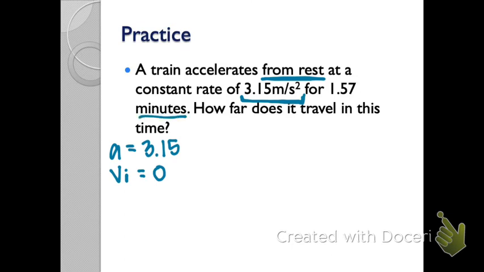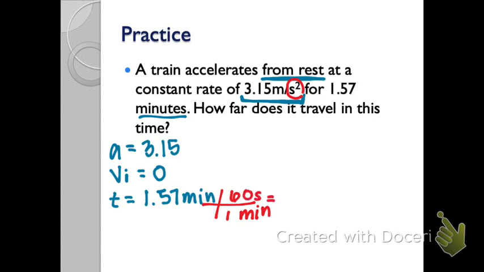1.57 minutes. Does that time seem like it's in the appropriate unit? Nope, because my acceleration was seconds squared. So I need to convert minutes to seconds. If I'm going to convert minutes to seconds, I know 1 minute is equal to 60 seconds. And so I take 1.57 times 60, and I get 94.2 seconds.